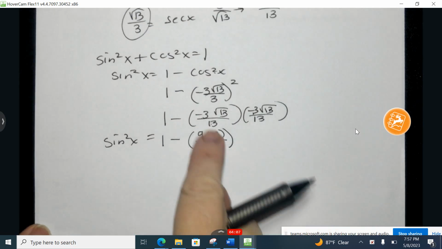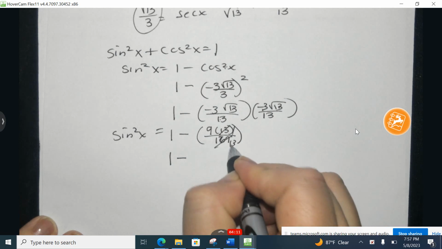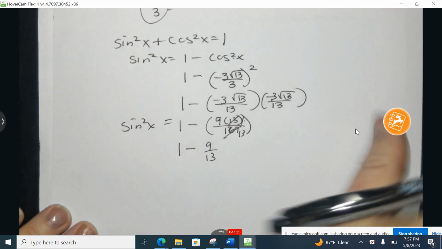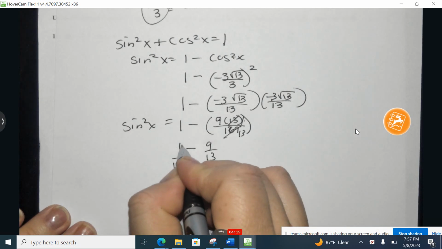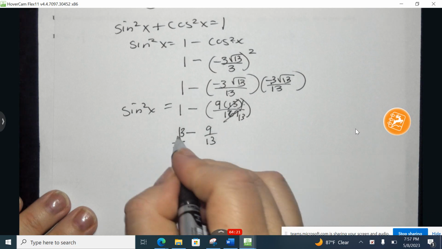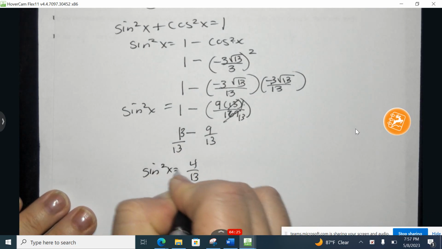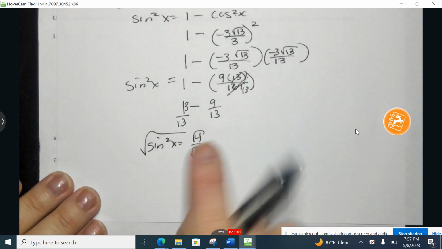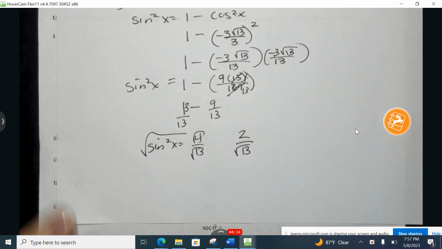Now I went ahead and used a calculator to reduce this for me, and I ended up with 1 times 9 is 9 over 13. Okay, let's make this 1 into a fraction, which is the same as 13 over 13. 13 minus 9 is 4 over 13. Now to get sine by itself, I need to square root both sides, the top and the bottom. The square root of 4 is 2, and the square root of 13 is irrational.